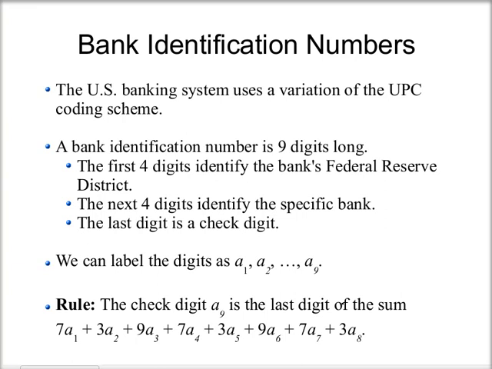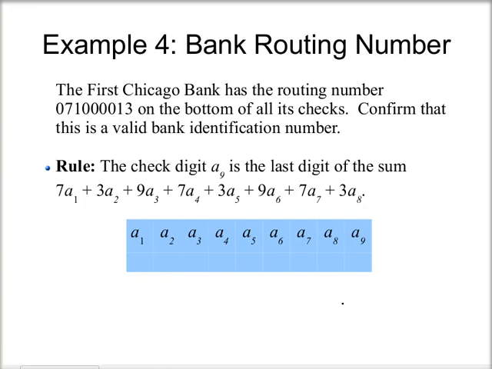So let's take a look at an example of a bank routing number. The First Chicago Bank has the routing number 071000013 on the bottom of all of its checks. And we want to confirm that this is a valid bank identification number. So we're going to use this rule and make sure that the check digit A9 is correct. So first I'm going to fill in my chart with my digits A1 through A9. So my routing number is 071000013. So now I can put these digits into my rule.